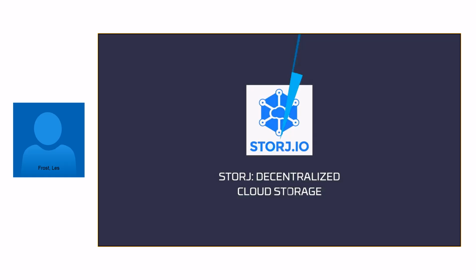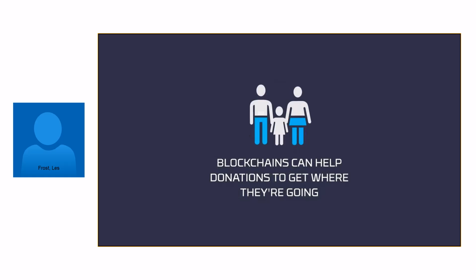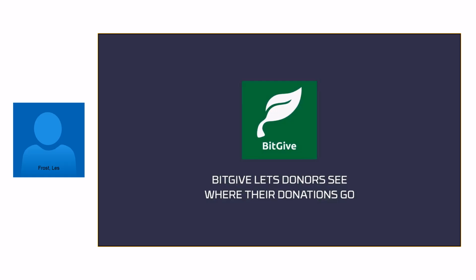Number 9, charity. Common complaints in the charity space include inefficiency and corruption, which prevent money from reaching those who are meant for it. Using blockchain technology to track donations can let you be sure that your money is going to end up in the right hands. Bitcoin-based charities like BitGive Foundation use blockchain's secure and transparent distributed ledger to let donors see that the intended parties receive the funds.